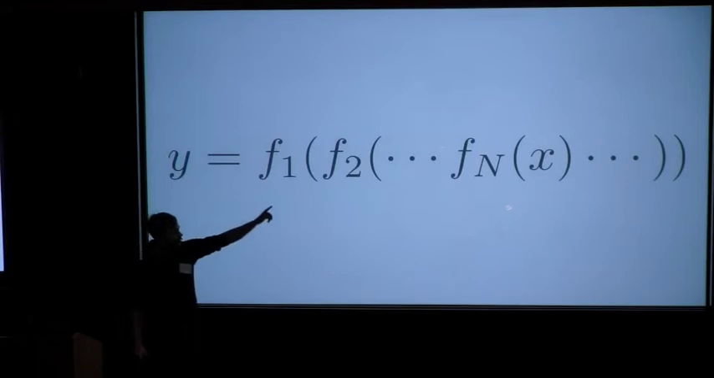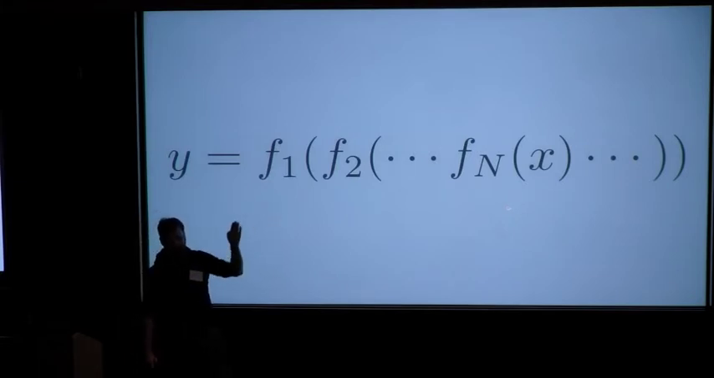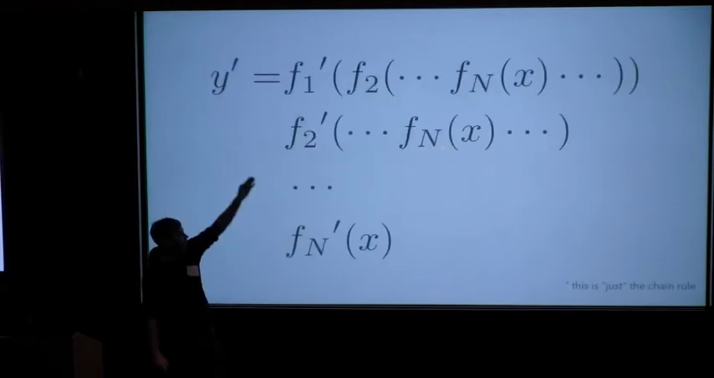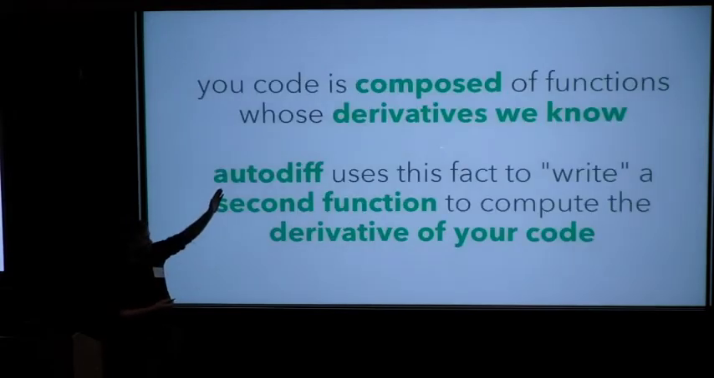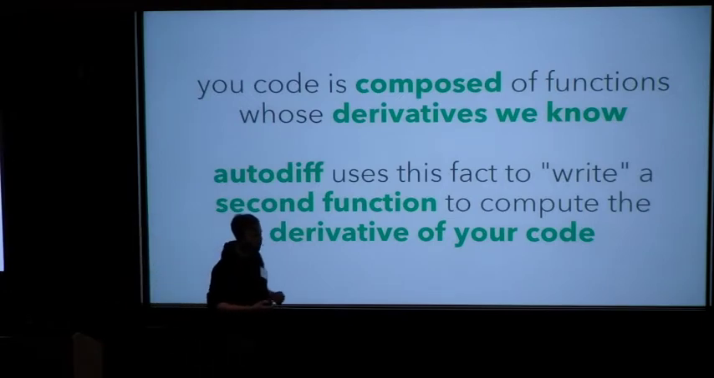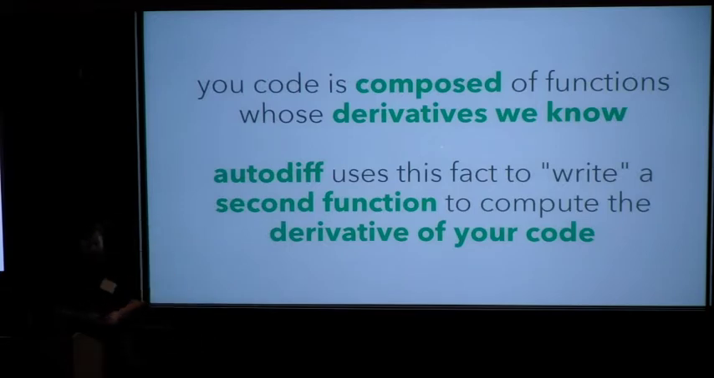Now, if you write it like this, then you might remember from high school that you can apply the chain rule to something like this and rewrite your derivative this way, schematically. And this is basically the whole idea of autodiff. The idea is that your code is just a set of operations that we know how to take the derivative of, so we can just automatically apply the chain rule to the code and write a second function that knows how to compute the derivative of your code. It's as easy as that.